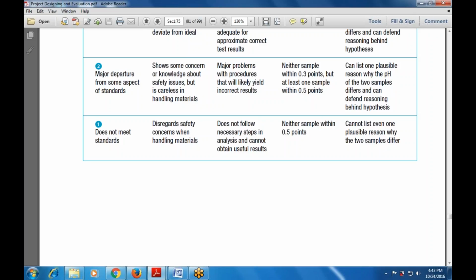The next is neither sample within 0.5 points. So it is not a sample within the 0.5 points. That is not required for this. Then it cannot list even one possible solution why the two samples differ. So why the two samples differ, they do not use the sample, they do not use the standard, whatever the standard that is required, that does not meet the standards.